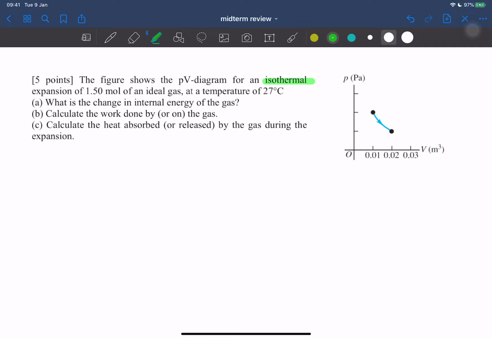So there's no change in the temperature. No change in the temperature means what happened to the internal energy? Since delta U is proportional to delta T, and delta T is 0, delta U is 0 in this case. So there's no change in the internal energy of the gas. So we answer A right away. It's the change in the internal energy of the gas, 0 joules, because there's no change in the temperature.